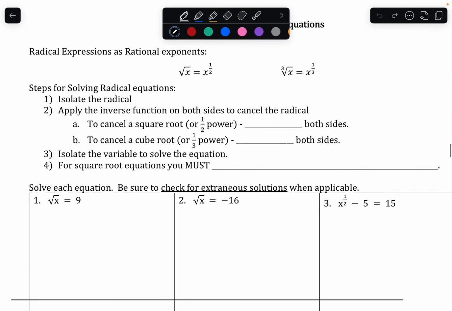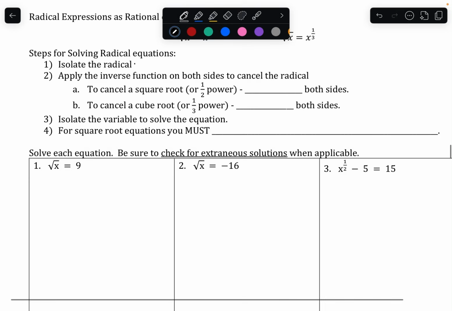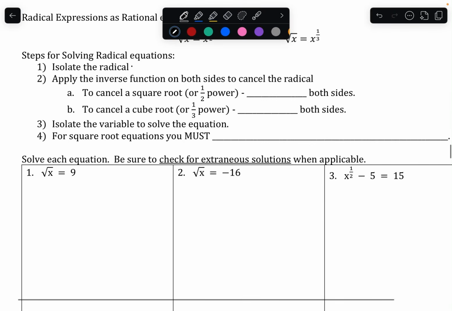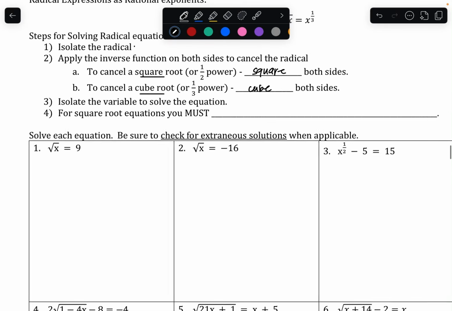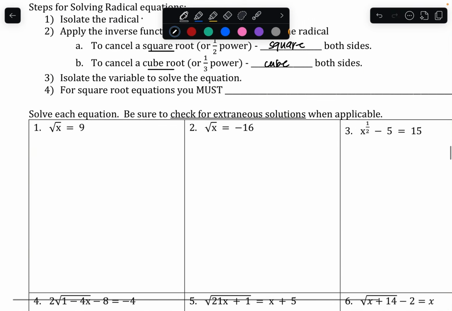When you're solving any radical equation, your first step is to isolate the radical, and then you are going to cancel the radical by doing the inverse operation. For square root, you are going to square both sides. For cube root, you're going to cube both sides to get rid of the radical. After the radical is gone, you're going to isolate the variable to solve the equation.